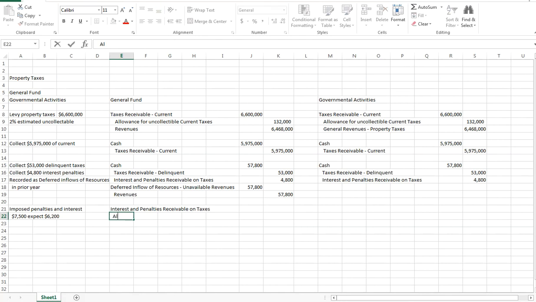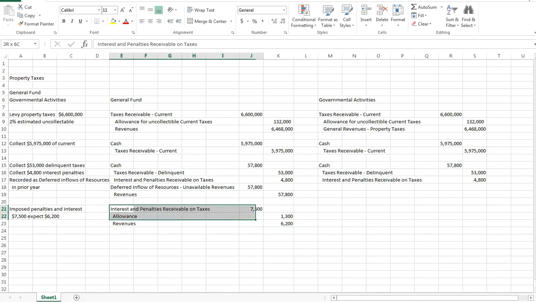And then we have the allowance. I'm not going to type that whole thing out just so you don't have to listen to me type. And then we have revenues that we're going to recognize. So the interest that we assessed is $7,500. We do not expect to collect $1,300 of that, so we're going to recognize revenues of $6,200.